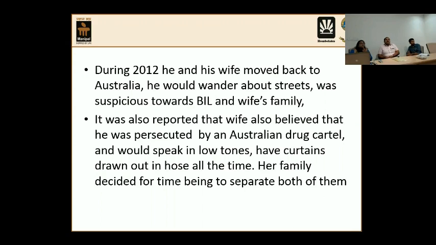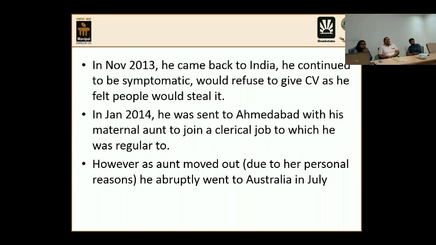During 2012, he and his wife moved back to Australia. He would wander about streets, was suspicious about the brother-in-law and the wife's family, some of whom were staying in Australia. It was also reported that the wife believed that too, and it was almost a shared delusion at that time. He would speak in low tones and have curtains drawn in the house all the time. It was then that the family decided to see whether separation would help. So in November 2013, he came back to India. His wife continued to stay in Australia, and he continued to be symptomatic.